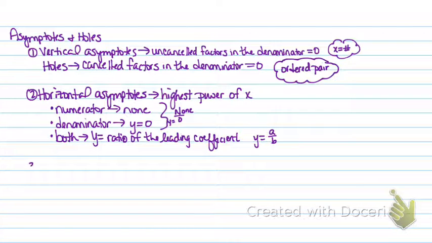And then the third type of asymptote we talk about is a slant asymptote. A slant asymptote is a slanted line. It's a linear line, so when we graph it, it'll be linear.